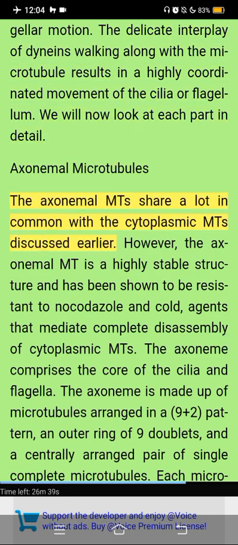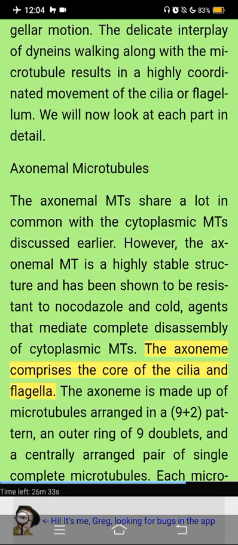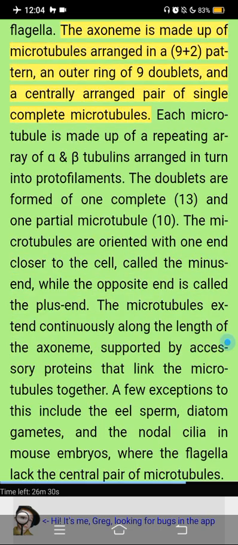Axonal microtubules. The axonal MTs share a lot in common with the cytoplasmic MTs discussed earlier. However, the axonal MT is a highly stable structure and has been shown to be resistant to nocodazole and cold, agents that mediate complete disassembly of cytoplasmic MTs. The axoneme comprises the core of the cilia and flagella. The axoneme is made up of microtubules arranged in a 9+2 pattern, an outer ring of 9 doublets, and a centrally arranged pair of single complete microtubules.